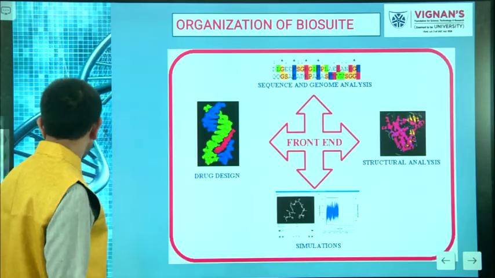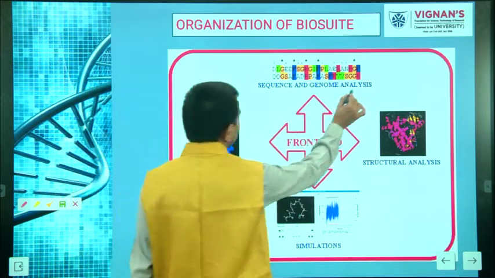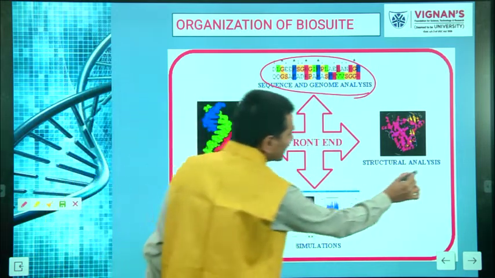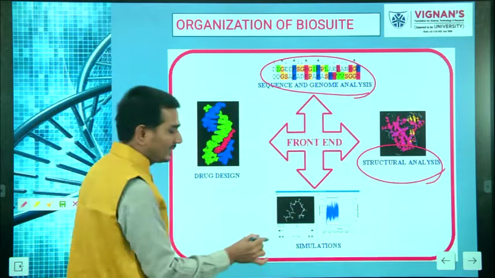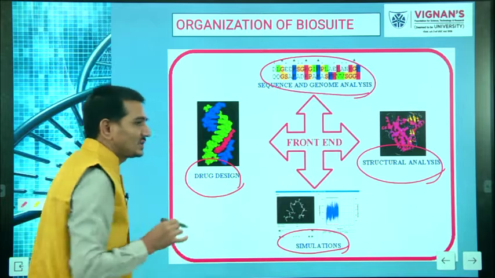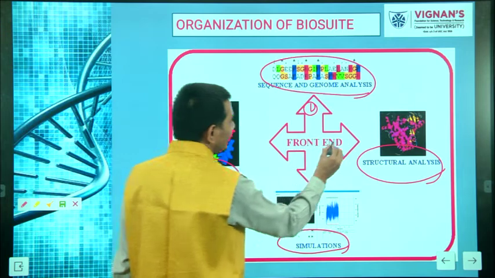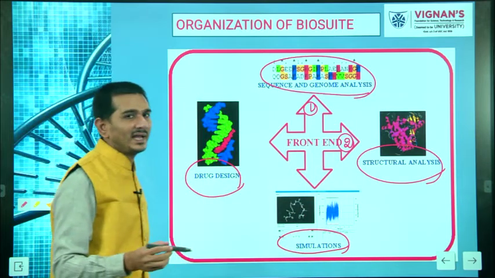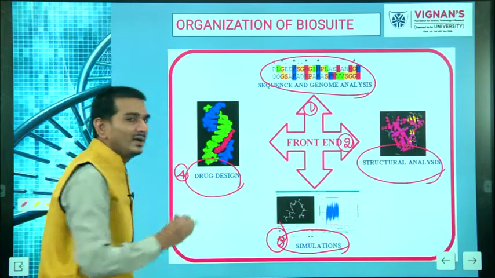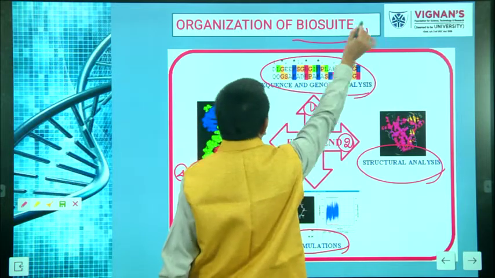And here we can clearly see this Biosuite. It consists of 4 important modules. The first one is sequence and genome analysis, the second module is structural analysis, the third module is simulation, and the fourth module is drug discovery. So the first module deals with sequence and genome analysis, the second with structural analysis, the third with simulations, and the fourth with drug design. So these 4 modules together constitute the Biosuite.